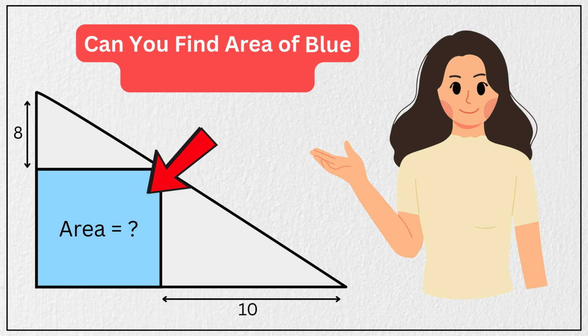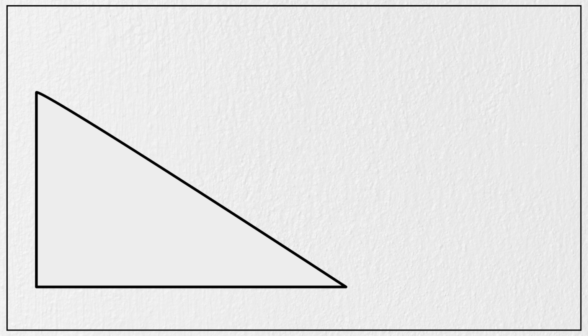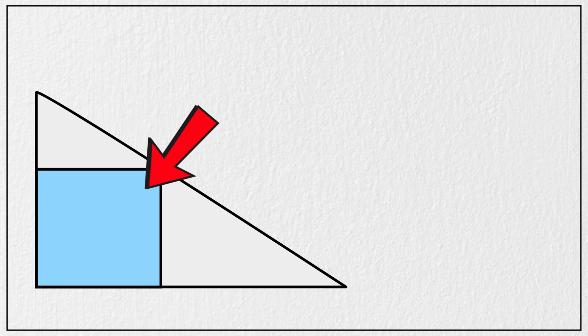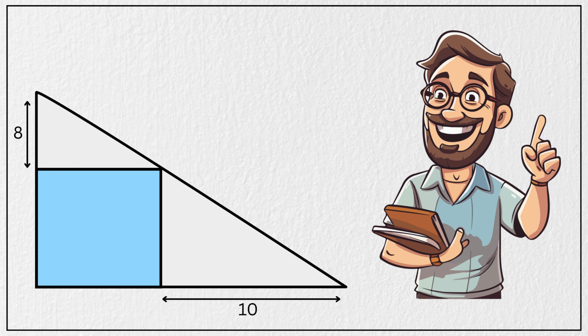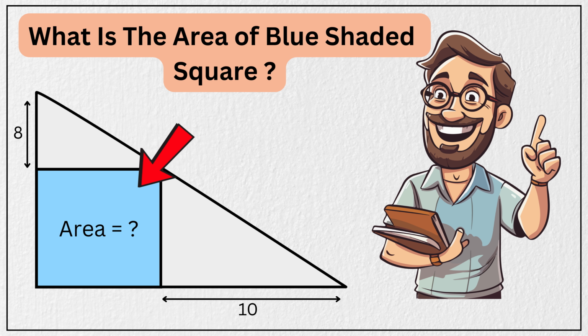Can you solve this tricky geometry question asked in SAT exam? We are given a right-angled triangle. Inside this triangle, a blue shaded square is placed in such a way that this distance from the bottom right corner of the square to the adjacent edge of the triangle is 10 units. And this distance from the top left corner of the square to the upper edge of the triangle is 8 units. And the question is to find the area of this blue shaded square.